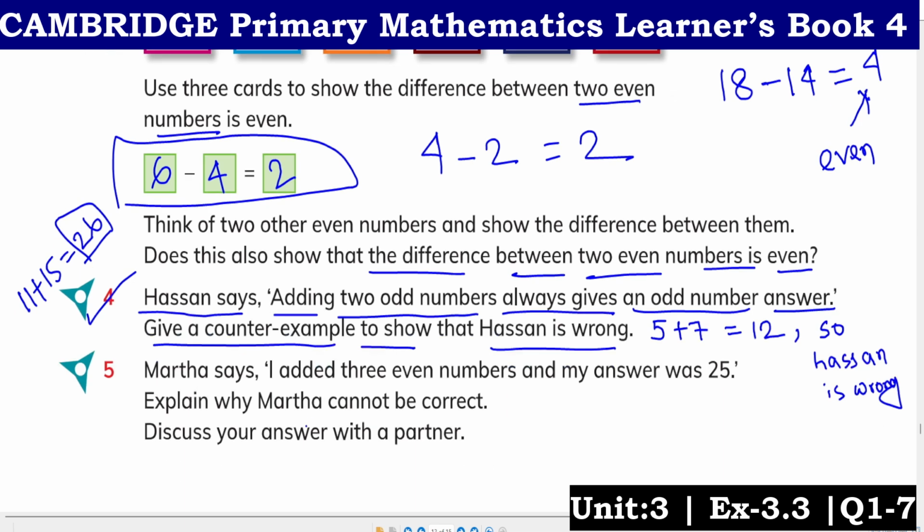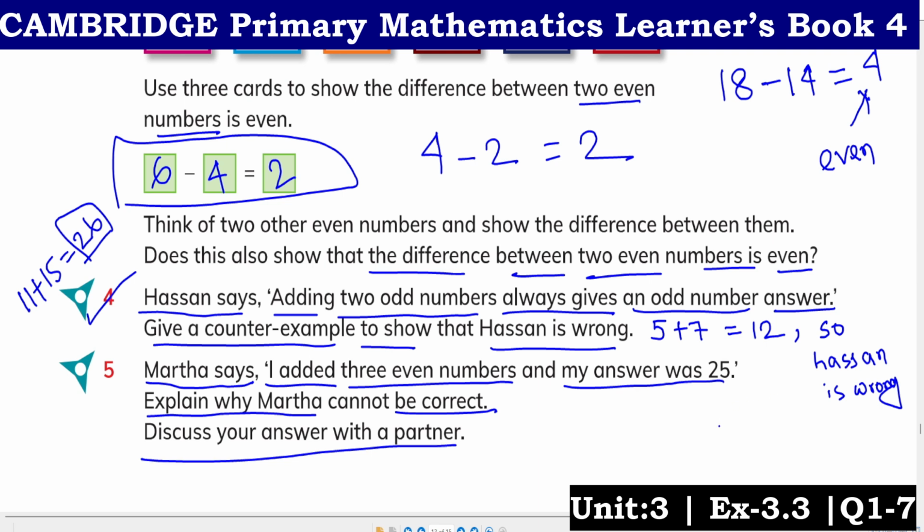Problem 5. Martha says, I added 3 even numbers and my answer was 25. Explain why Martha cannot be correct. Discuss your answer with a partner. So I added 3 even numbers. Once we add even numbers, it will never become an odd number, right? This is a very important thing, that Martha is incorrect.